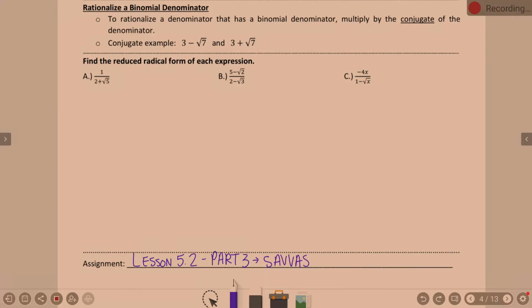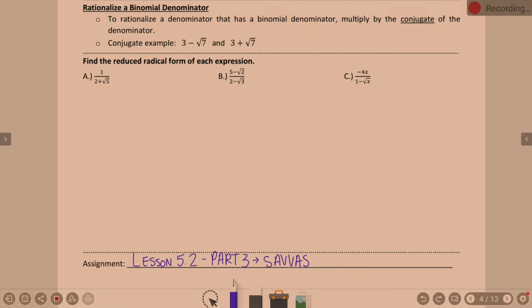Part of lesson 5.2. We were adding and subtracting yesterday. We added and subtracted. We practiced multiplying with adding and subtracting. The one thing we didn't get to is simplifying fractions. So essentially dividing when there's adding and subtracting.